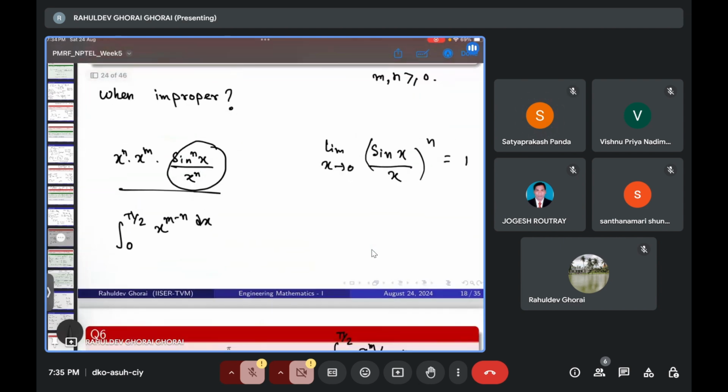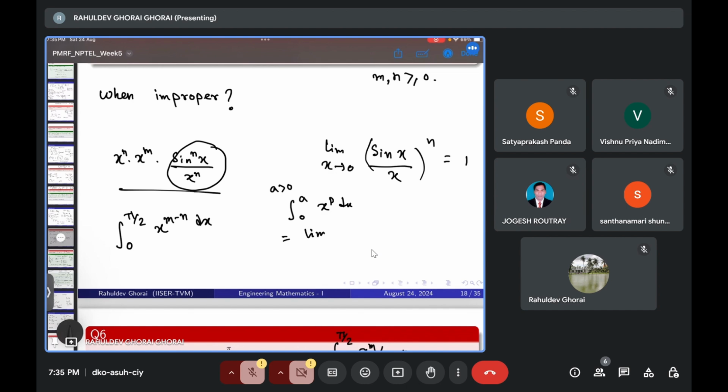Okay. So let's do it for 0 to a, a strictly greater than 0, x to the power p dx, when will it be convergent or divergent. So of course when p is less than 0, it will be divergent. That is not an issue.